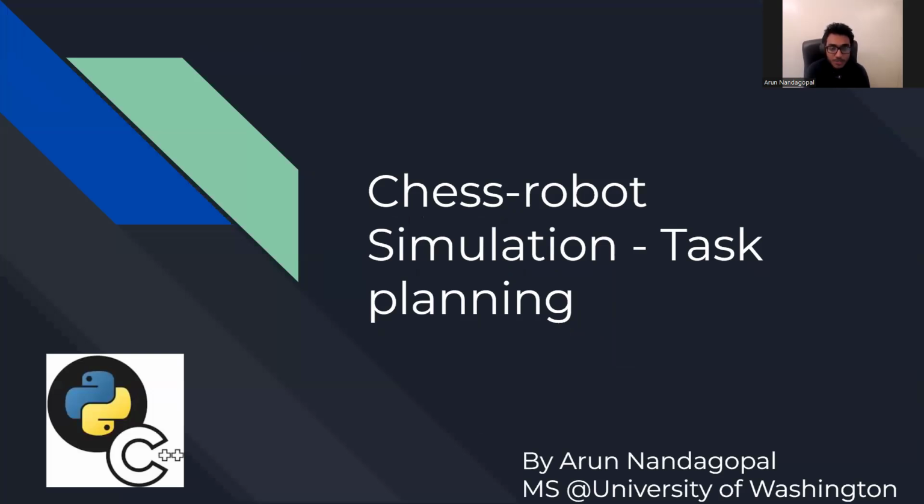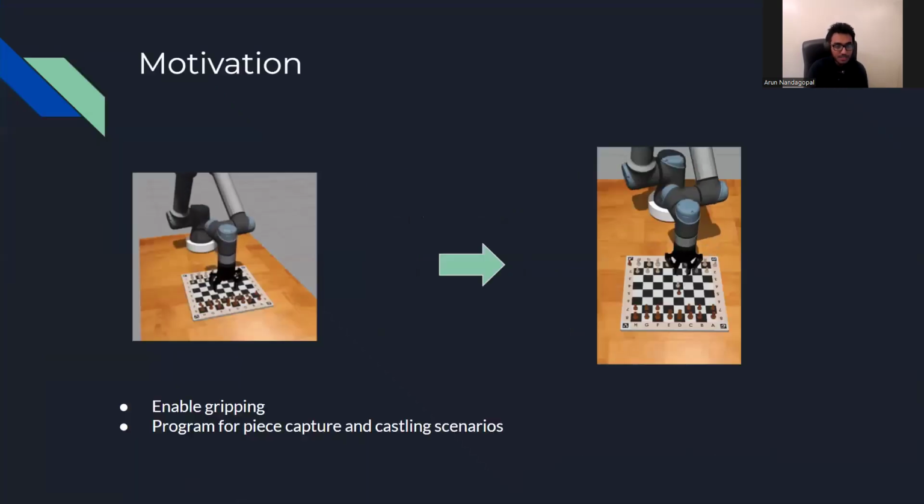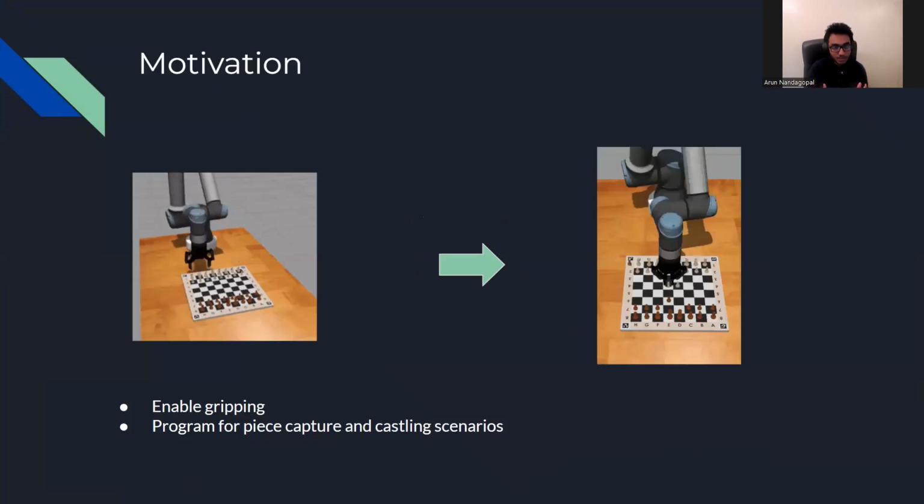Hello, everyone. Today I'll be focusing on the chess robot simulation, mainly on integrating the task planning aspect, wherein we plan for different scenarios of the chess game. So previously, in the last video, we had seen the robot was able to move on the basis of the command given by Stockfish AI.